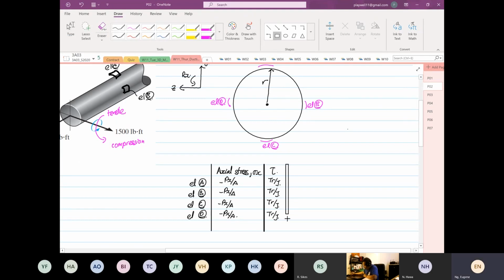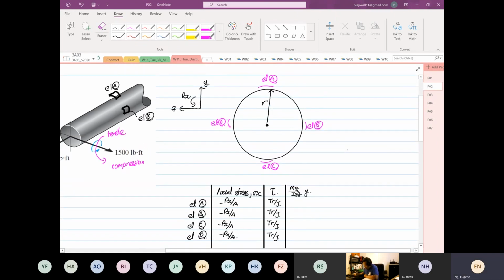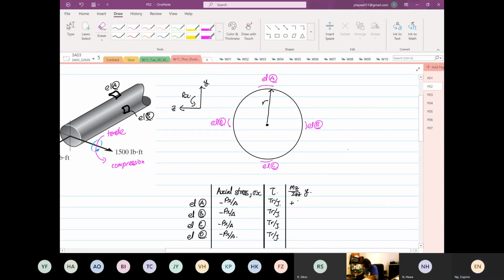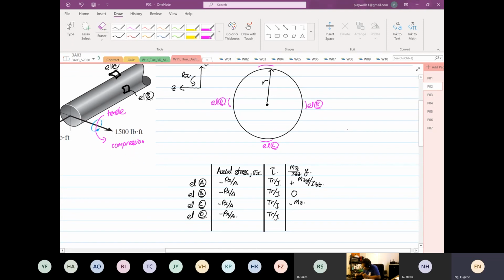Okay, then the next one is due to our what? Is due to our bending moment. Right? So the next one that we see is due to our bending moment. Okay, so a bending moment will be equal to Mz over Izz multiplied by y. So at point A, we are going to have positive Mz multiplied by y divided by Izz. At point B, because it's going to be at a neutral axis, it's going to be what? 0. Right? Then at point C, is equal to minus Mz multiplied by y divided by what? Izz. And then at point D, which is at the other end, because it's on the neutral axis, is equal to what? 0.